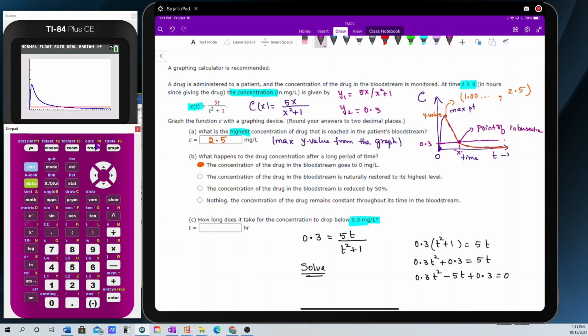So go second calc. Now use intersect. Now it's on the first curve close to the point that I want. Yes, and then enter. Jump to the second curve, enter again. And that's where the point of intersection is. So how long is it taking? The x value is 16.606449. If I round it off to 2 decimal places, I would say 16.61 hours.